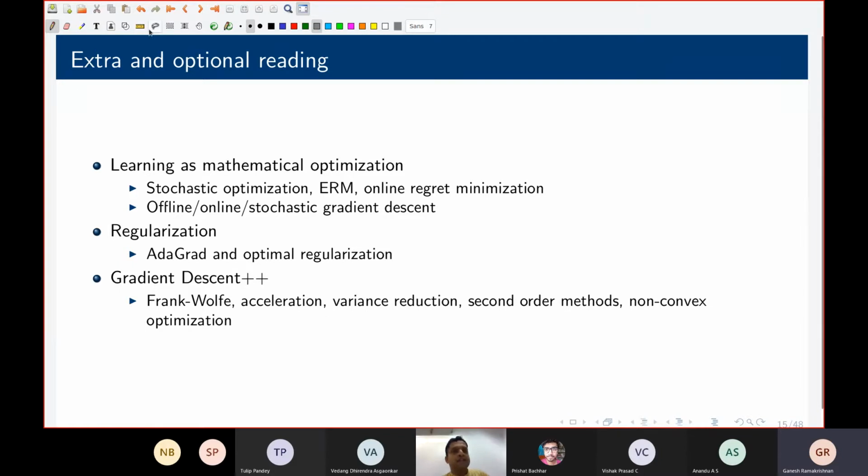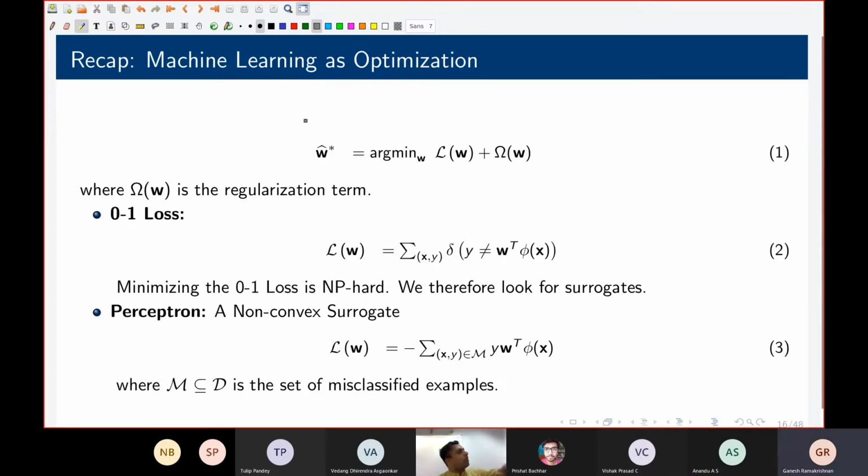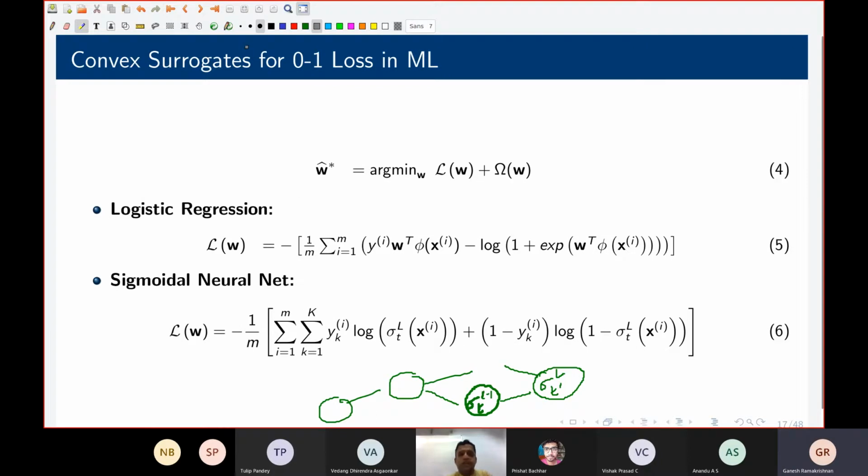The connection of these approaches is also seen through regularization, because regularization is again characteristic of machine learning. So what is the idea of machine learning as optimization? We had a loss function, a regularizer, and we started with a 0-1 loss, an NP-hard problem. Therefore, we have a surrogate, so perceptron. But then we move on to logistic regression. We have more complex models with the sigmoidal neural networks.